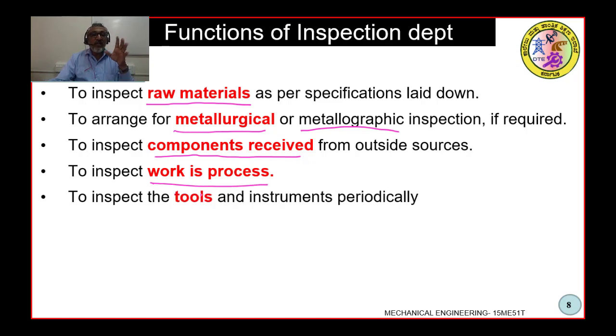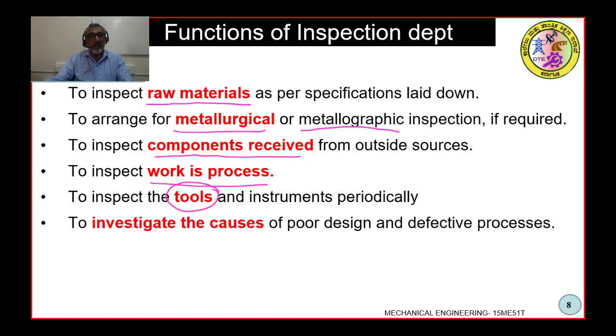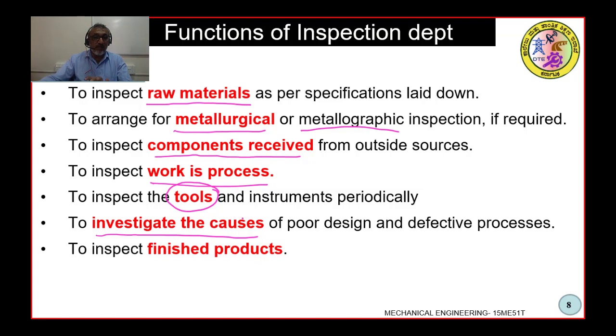If the tools and equipment are in good condition, the products will be of good quality. So the periodic inspection of tools and equipment is also a function of the inspection department. If the products are going out of control, that means if the products being manufactured are of poor quality, investigating the causes of poor quality defects is also another function of the inspection department.